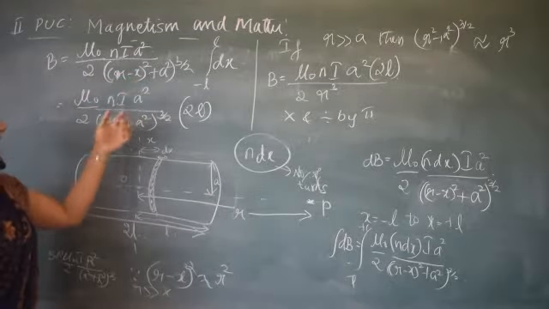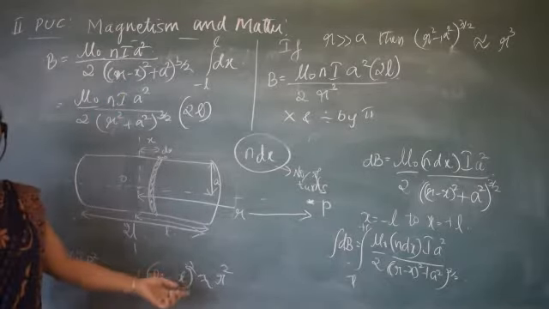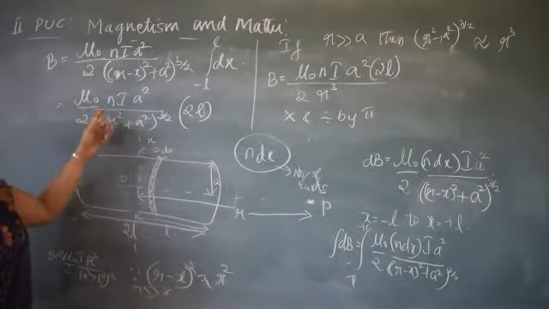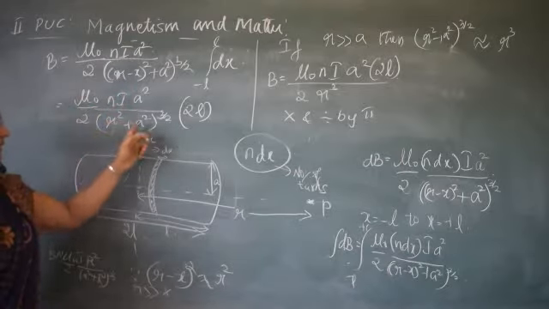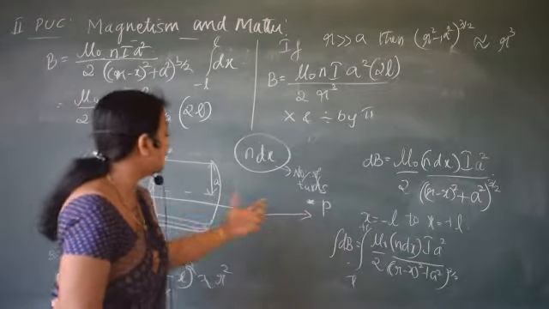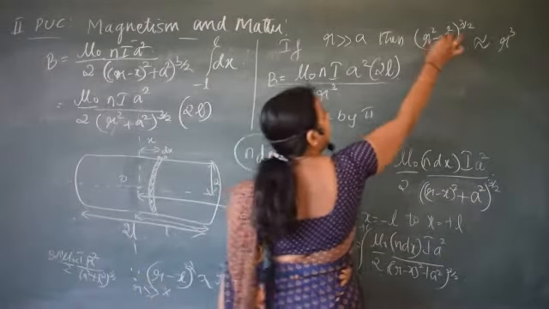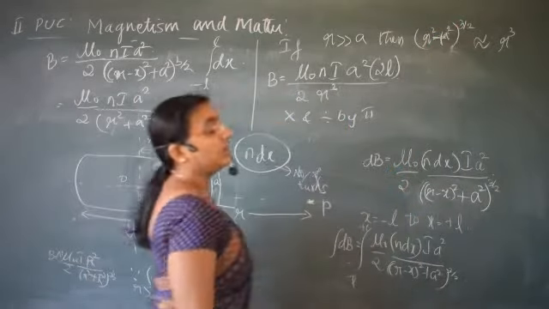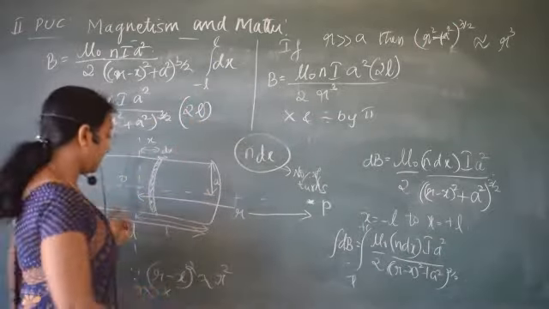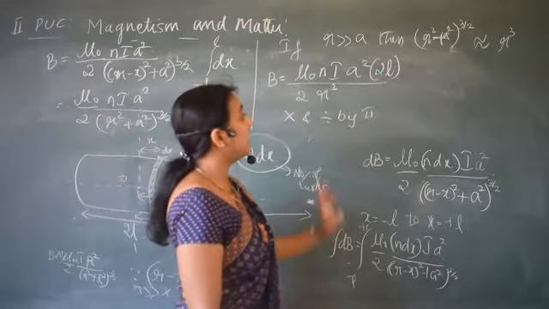See here, since r is greater than x, we can write r minus x square is approximately equal to r square. So therefore, mu naught by 2 n I a square by r square plus a square to the power 3 by 2 into 2L. If suppose r is greater than a, then we can write r square plus a square to the power 3 by 2 is approximately equal to r cube. So we get the expression. See here, integration of this one is nothing but 2L for the entire length. So mu naught n I a square 2L divided by r cube.